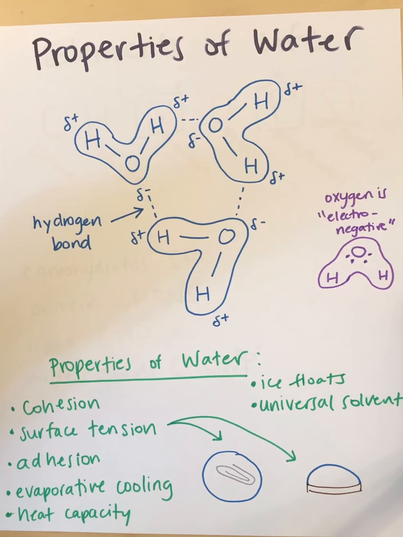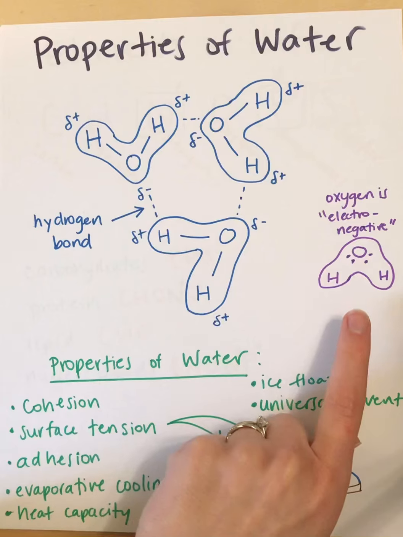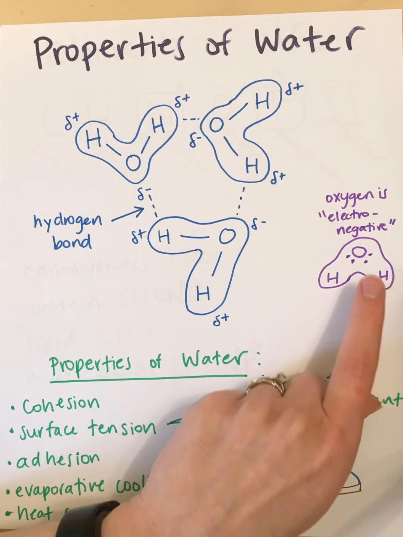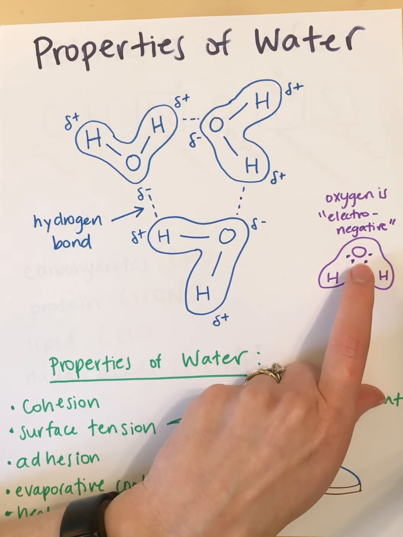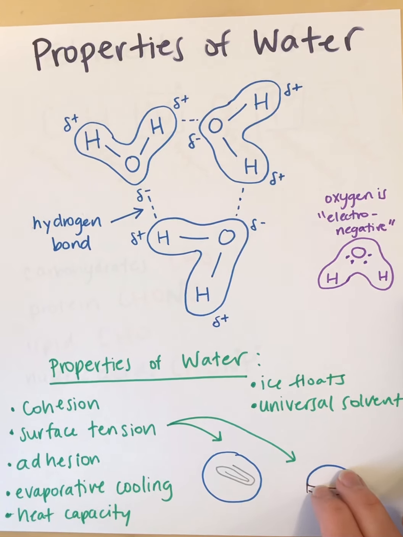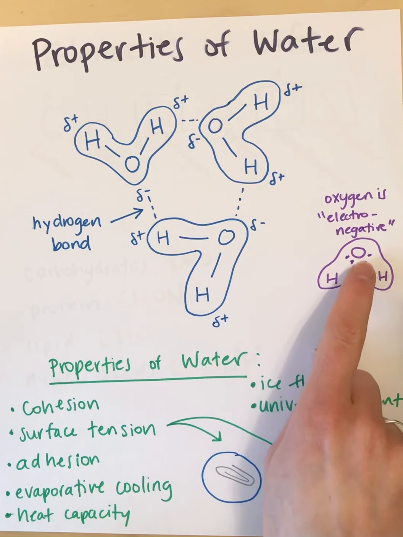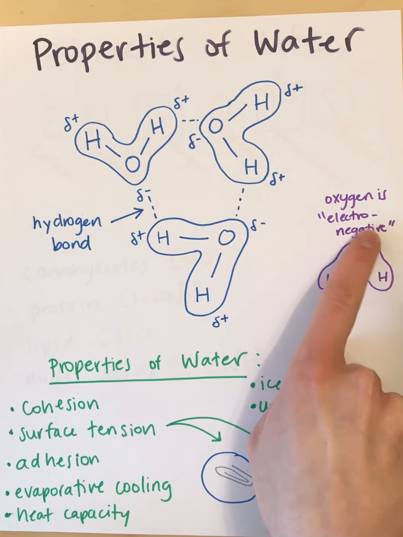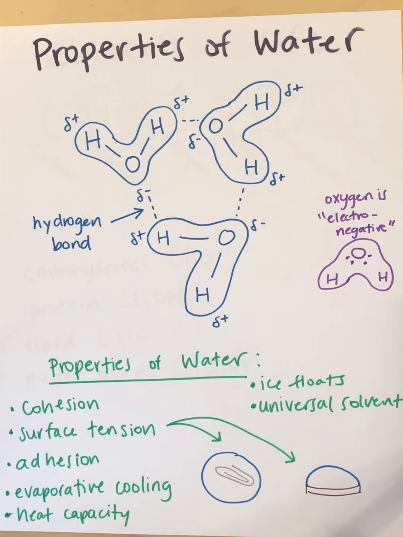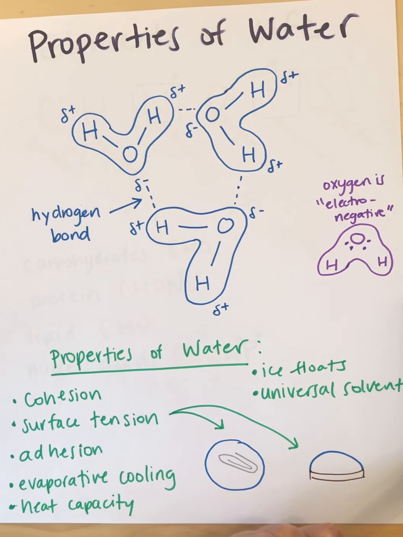Hydrogen bonds are relatively strong. They hold water together, but I want to remind you they're not as strong as the covalent bond that holds the water molecule itself together. The reason that oxygen is partially negative is because oxygen is what we call electronegative. That means it is like an electron hog. It holds the electrons that are part of the covalent bond really close to itself. So it ends up with more of a negative charge because the electrons are negative, and the hydrogens end up with more of a positive charge because they're left with just their proton.